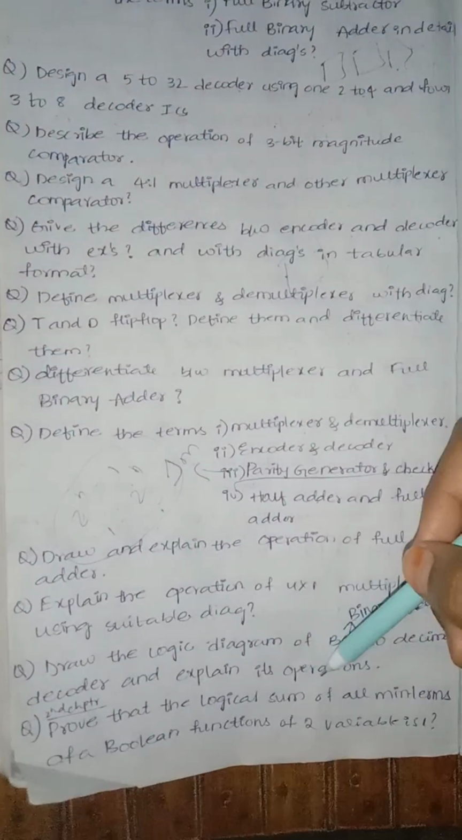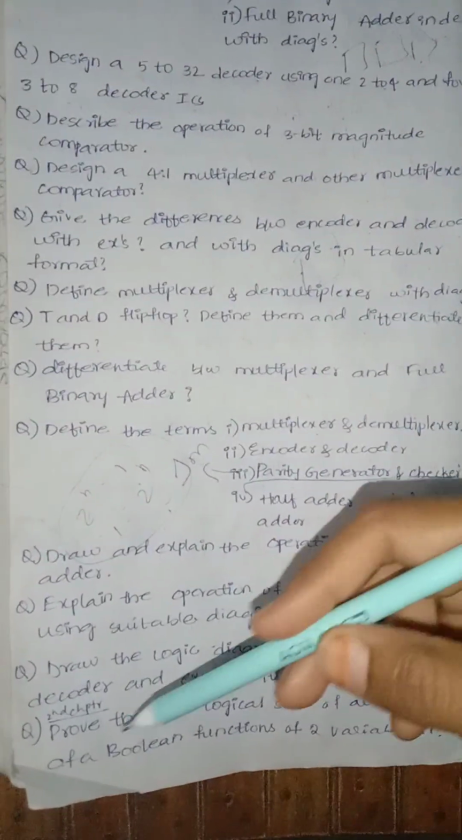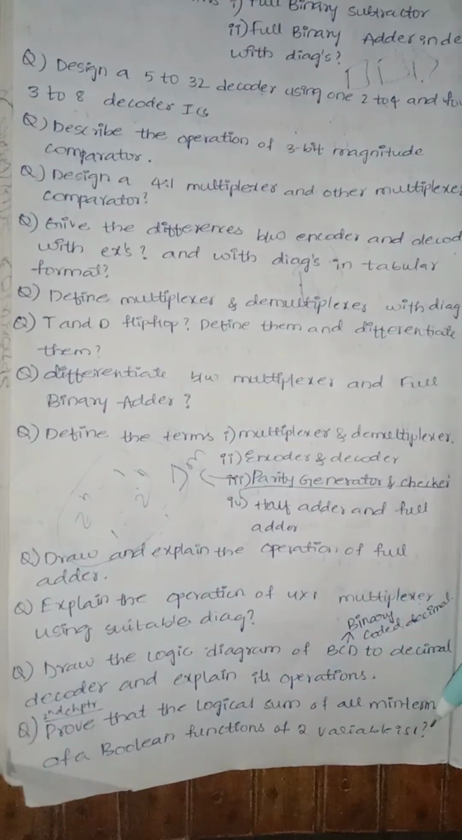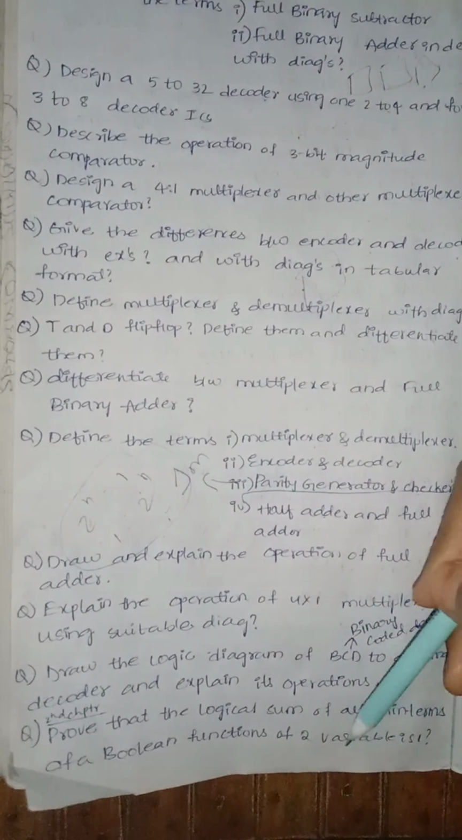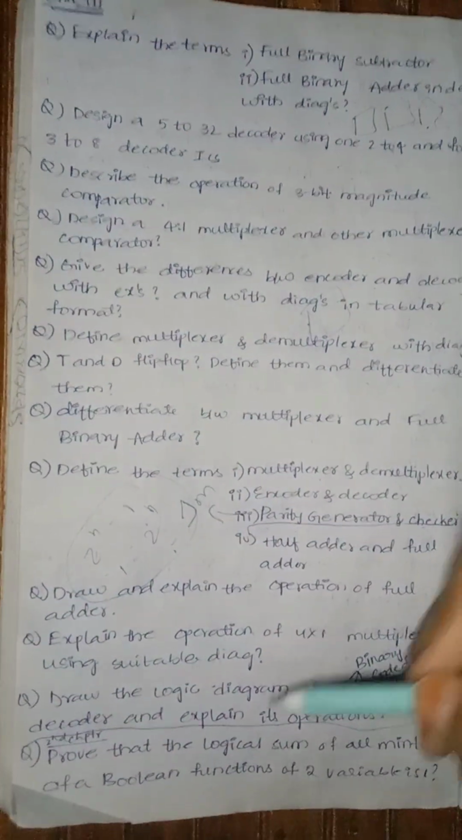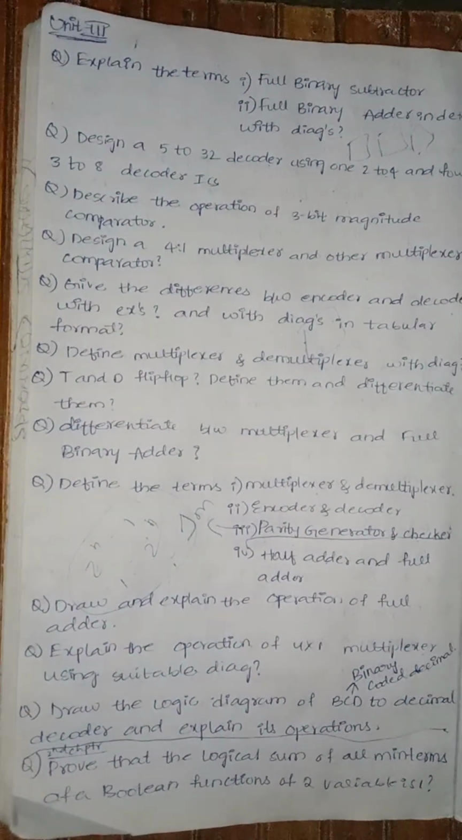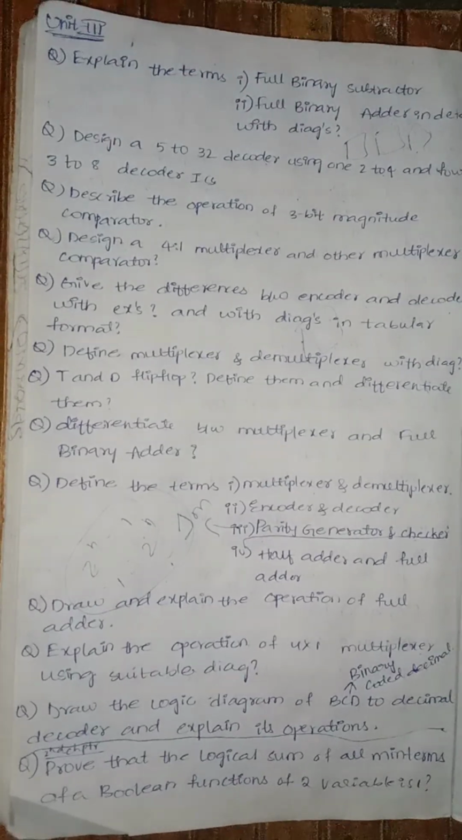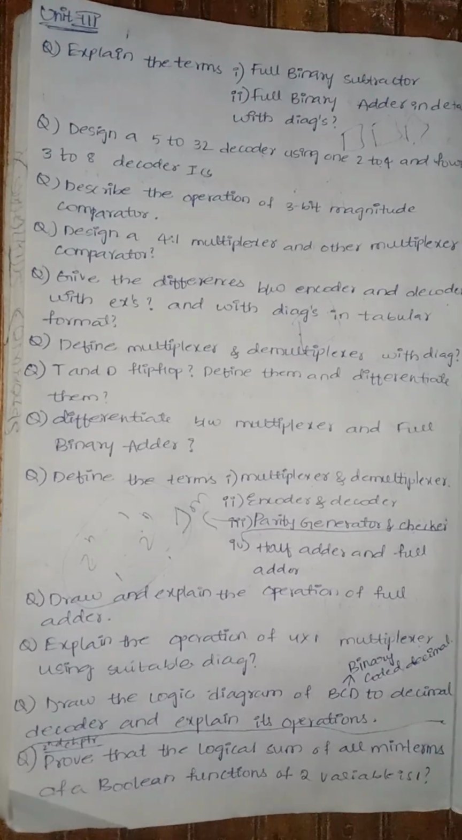Prove that the logical sum of all minterms of a boolean function of two variables is 1. It is important for the second chapter. This is a second chapter question. These are the concepts of the third chapter. Easy to score marks. Compared to other chapters, the second and third are easy to score marks.